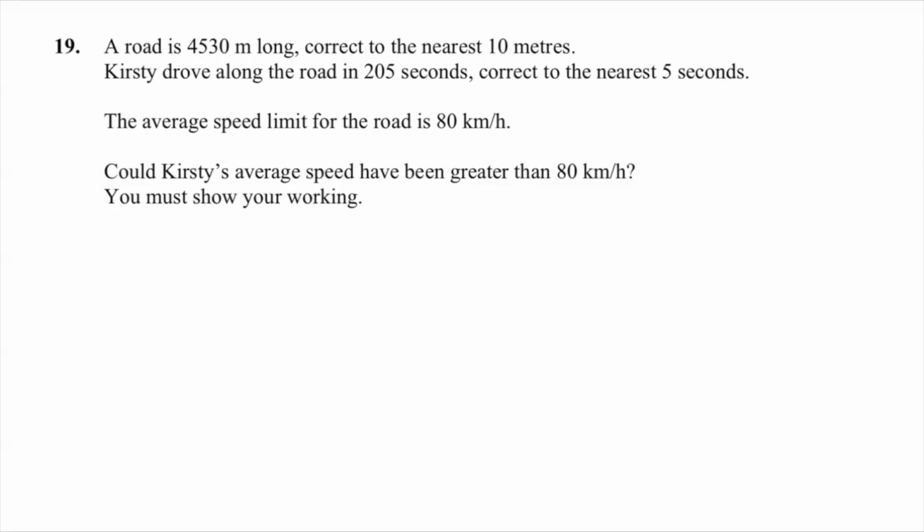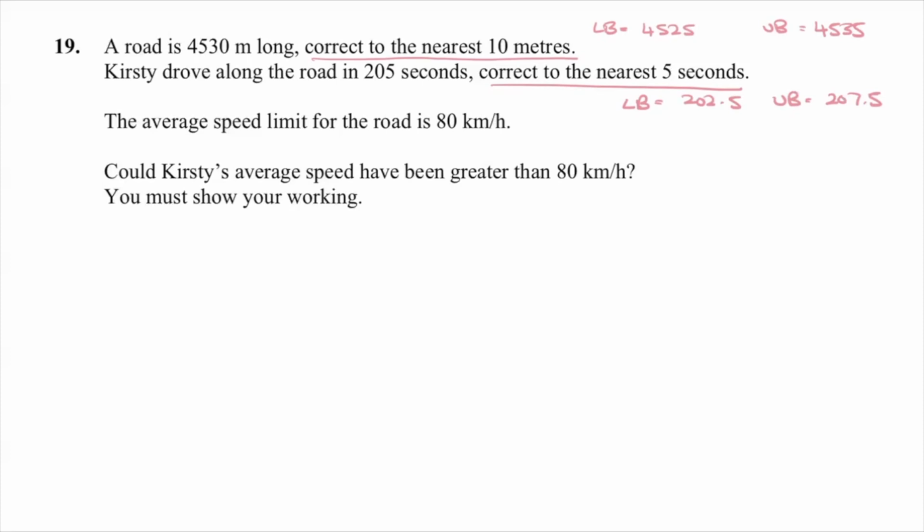Okay, question 19. We're being told that a road is 4,530 meters long, correct to the nearest 10 meters. As soon as I read this correct to the nearest, I know I'm looking at a bounds question. They don't need to have that word necessarily in the story. It's definitely going to be bounds. And you can see we've got it again here. So the first thing that I'm going to do is work out my upper and lower bounds. Once you've got those, you can then get on with the rest of the question.